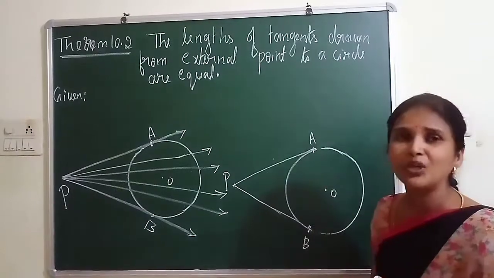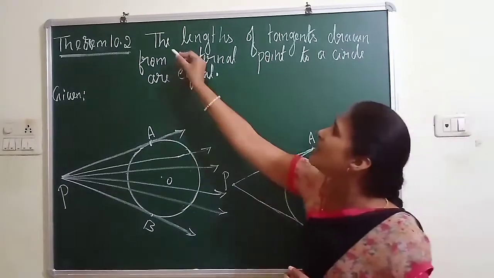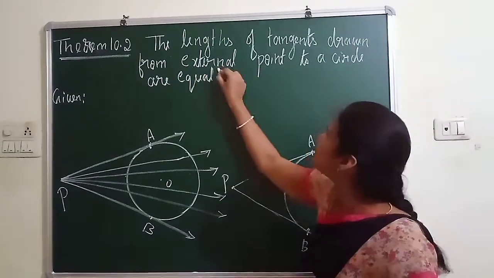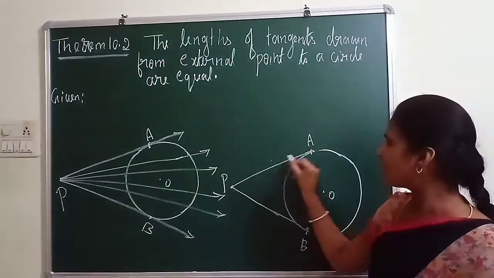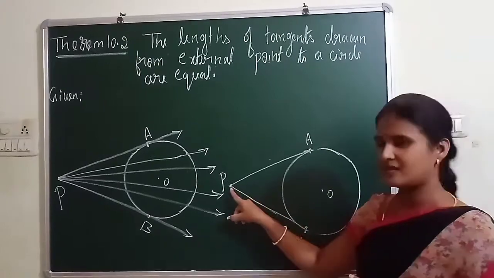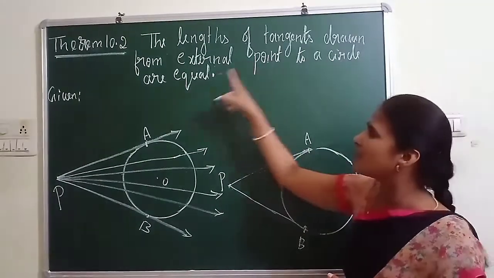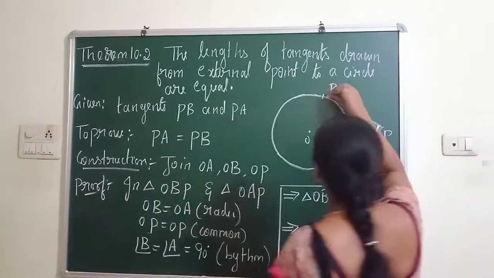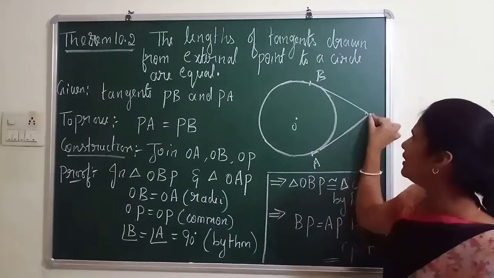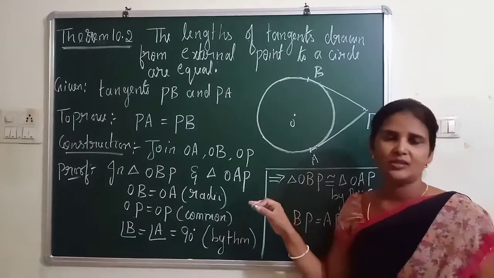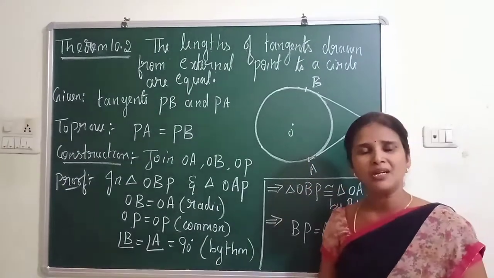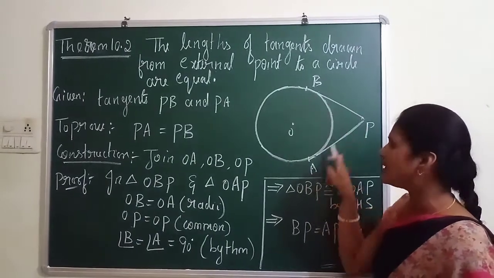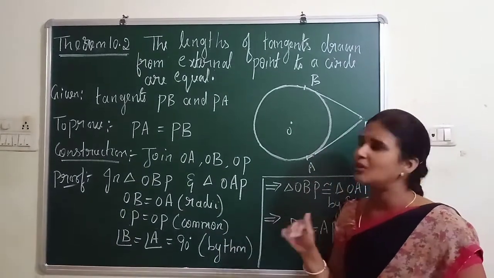Then what is the statement of theorem 10.2? You can see here, the length of a tangent drawn from an external point. That is, the lengths of the tangents drawn from an external point to a circle are equal. Let us prove the theorem. So here we can see the 2 tangents AP and BP. According to the theorem statement, what do I have to prove? I have to prove that the length of BP and the length of AP are equal.